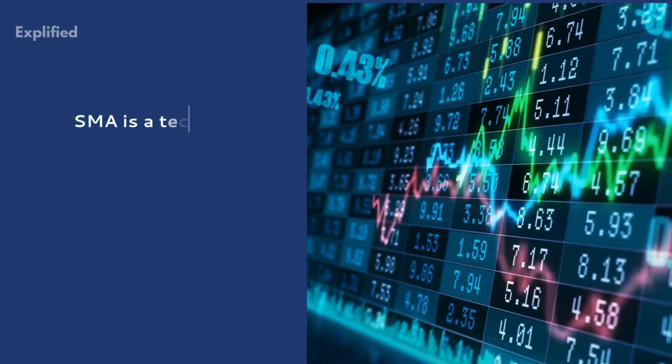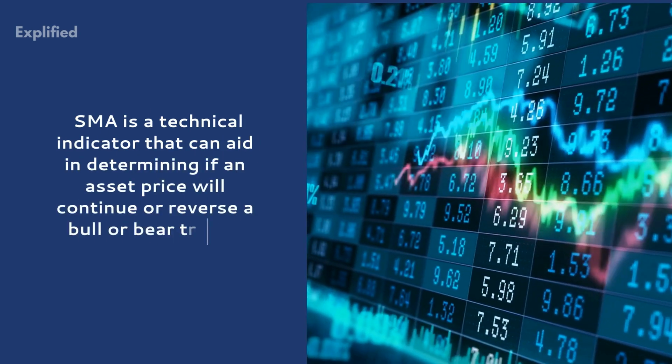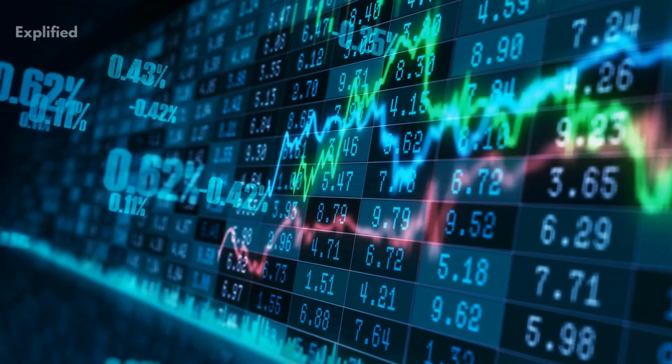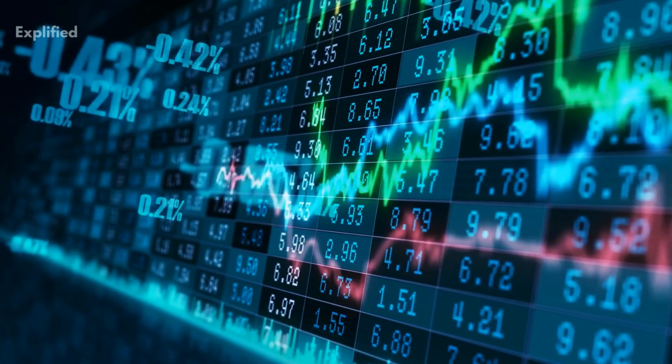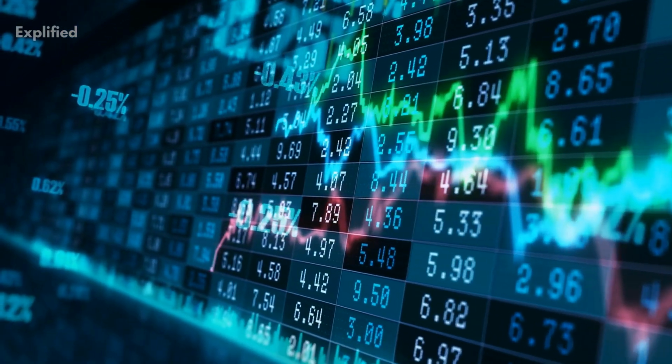The SMA is a technical indicator that can aid in determining if an asset price will continue or reverse a bull or bear trend. A simple moving average calculates the average of a selected range of prices, usually closing prices, by the number of periods in that range.